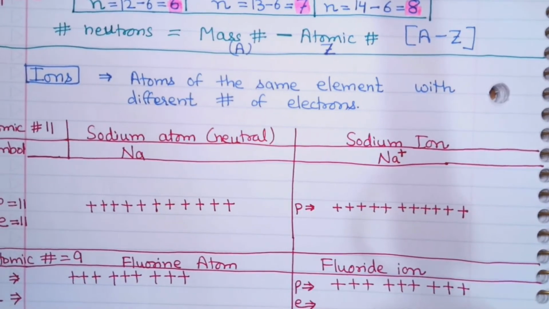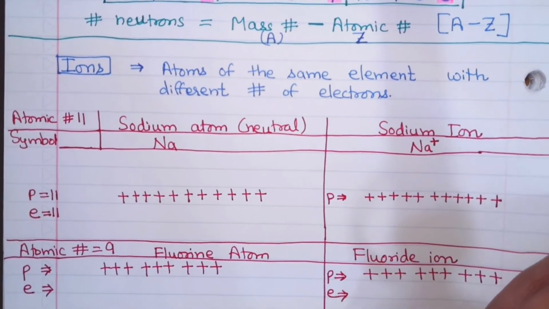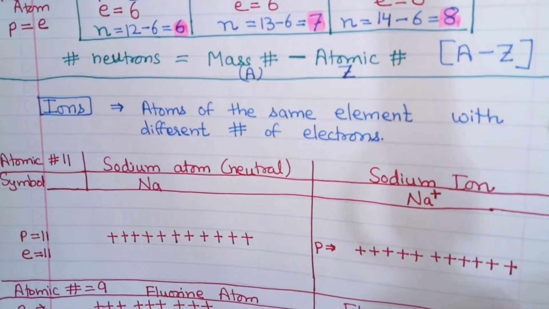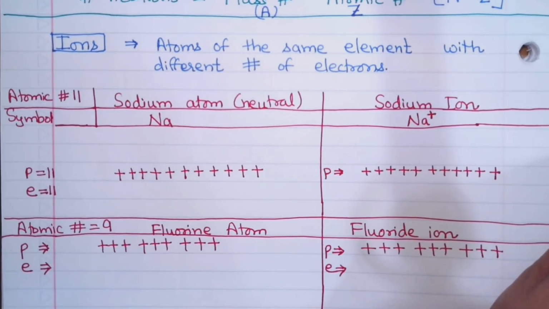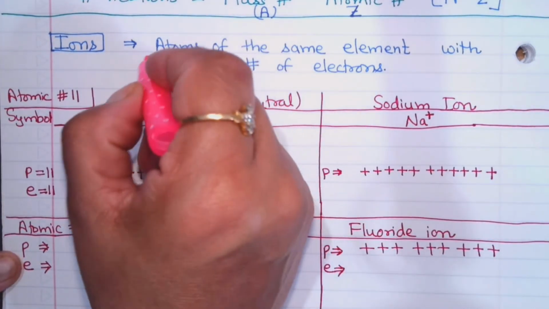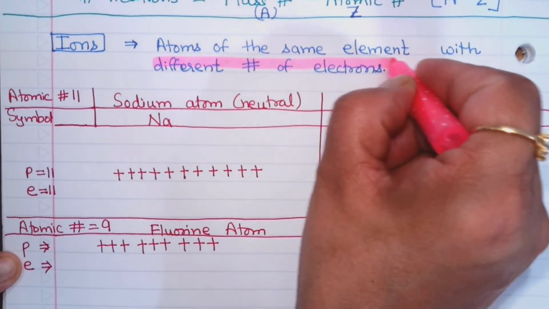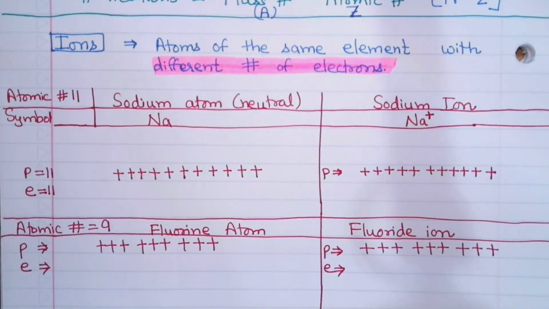Now, what are ions? Ions are still the atoms of the same element, but this time we have a different number of electrons. So ions are made by changing the number of electrons in an atom, right? So let's see that. We're going to take an example.